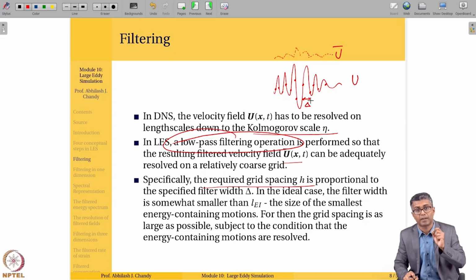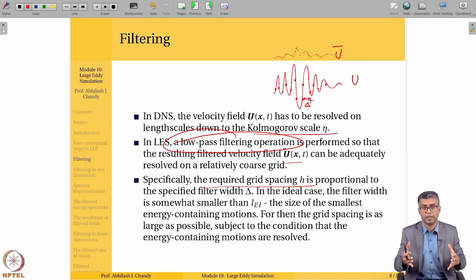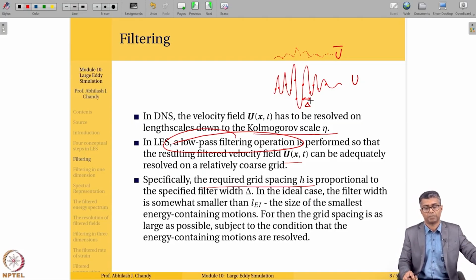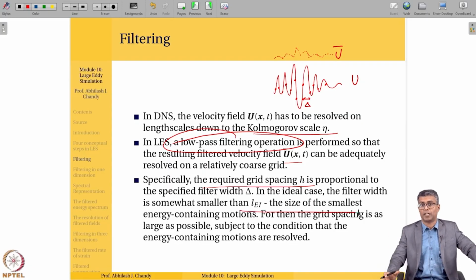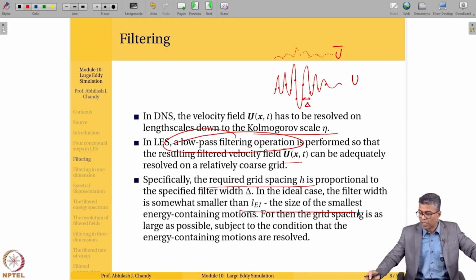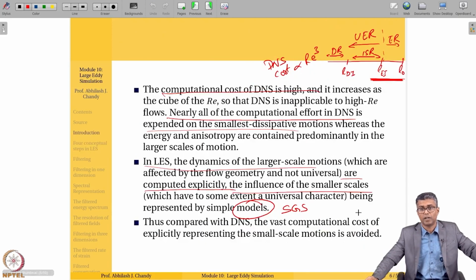And that required grid spacing H for the grid, because you're using a numerical method, you will need to have a grid. That required grid spacing H is going to be proportional to delta. Okay. Now, ideally, you want delta to be slightly smaller than LEI, which is the size of the smallest energy containing motion, isn't it? It is the demarcation length scale, and I had drawn it earlier here.